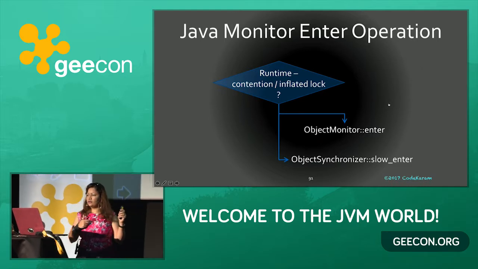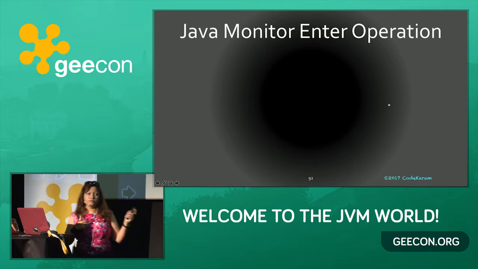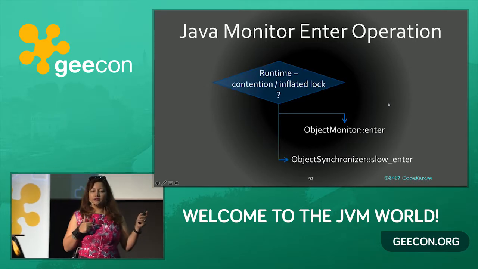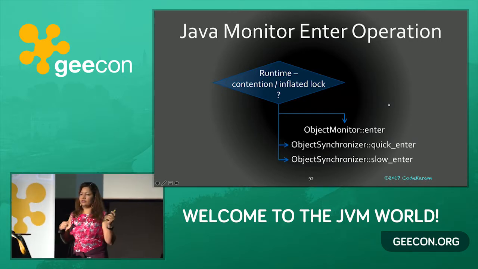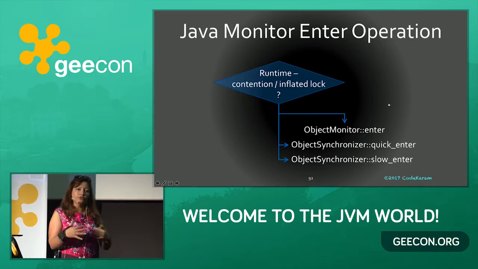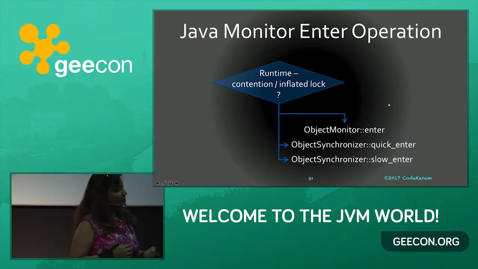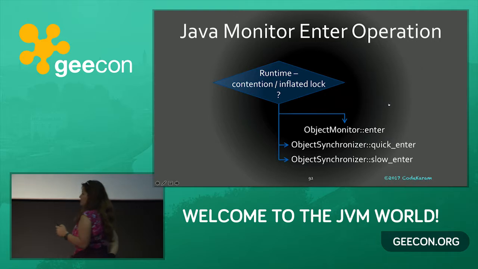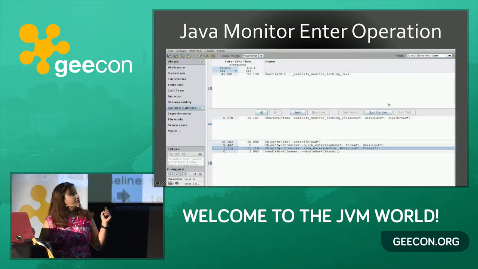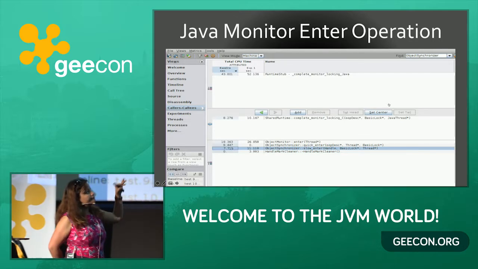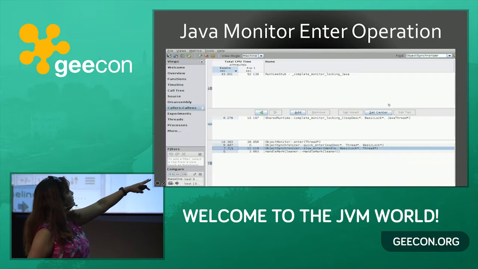This was prior to Java 9. With Java 9, they added something called object synchronizer quick enter. Remember, they were trying to improve the time, the object monitor enter time. So they added a new path called synchronizer quick enter, okay? If I had shown you the demo, I would have dived into all of these things, and you would see the slow enter right there.